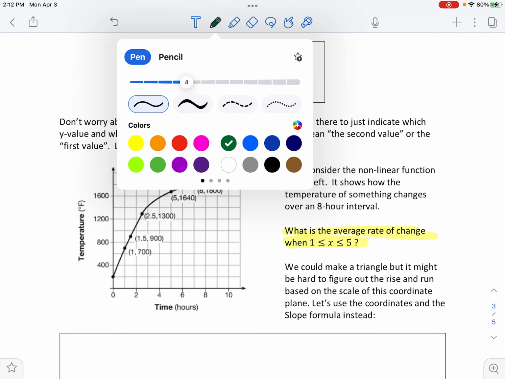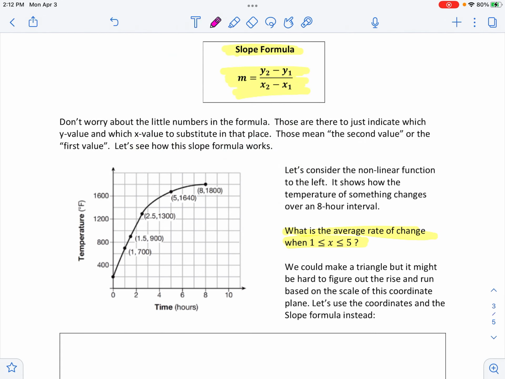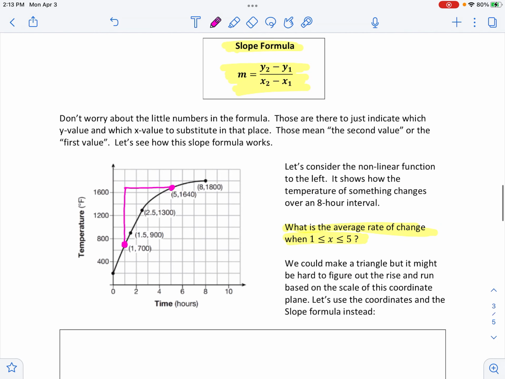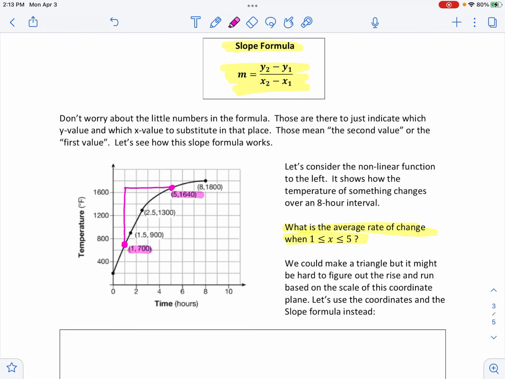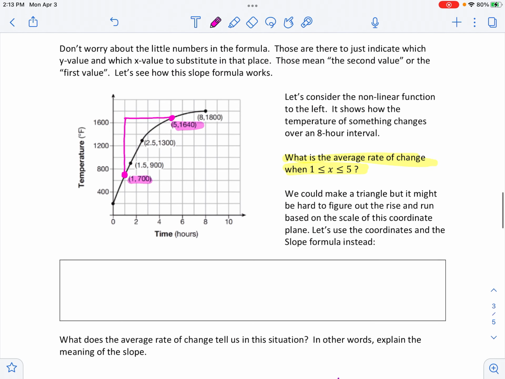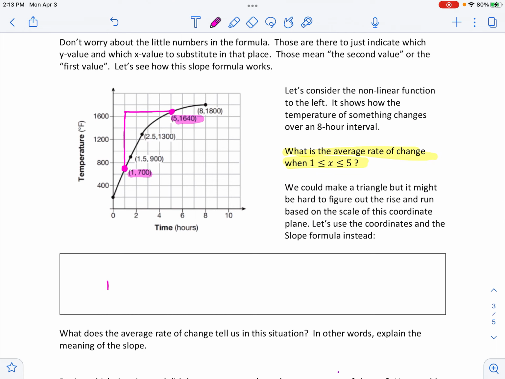So what are the 2 points we're going to use? Well, we're going to use the first point where x is equal to 1. That would be this pink point right here. And the second point where x is equal to 5, which would be this second pink point right here. Now, normally we would find the rise and the run, but you can see that the scale of the y-axis is not very great for us to find the rise. So we're going to use the coordinates of those points in the slope formula to help us find the rate of change.